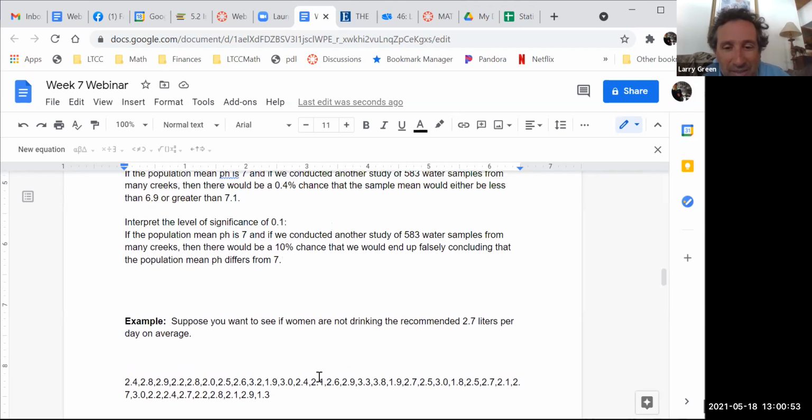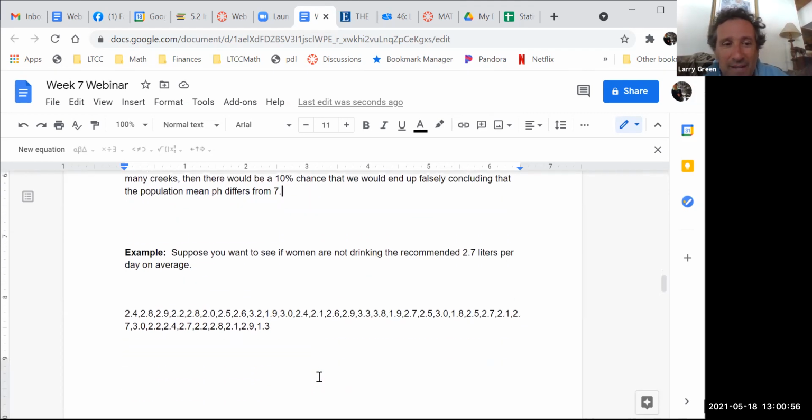Okay, just going to note something. I'm going to do a piece of the example, just the part that I haven't shown you yet. So if we want to see if women are not drinking the recommended 2.7 liters per day on average. And here is a bunch of data that was collected, in quotes, which means I made it up. And we want to run the hypothesis. I'm just going to say it quickly, and then I'll show you how to do it. H naught would be mu is equal to 2.7, and then H1 would be mu is less than 2.7.